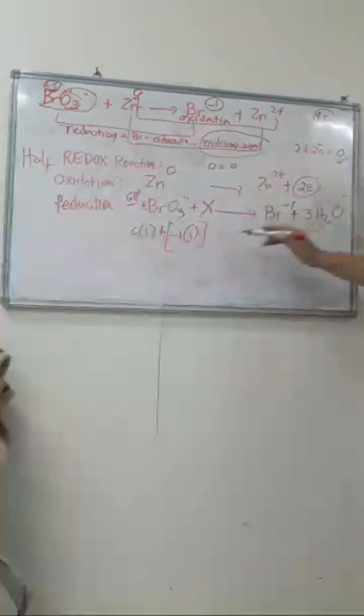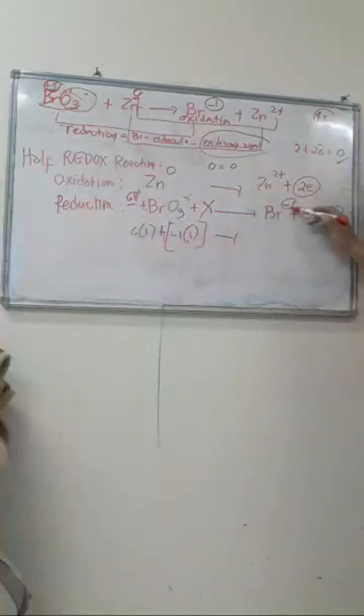Charges equal to negative 1. So negative 1 times 1 coefficient. Nothing is written beside the element or compound, so it's understood to be 1. That's why it is negative 1 times 1.